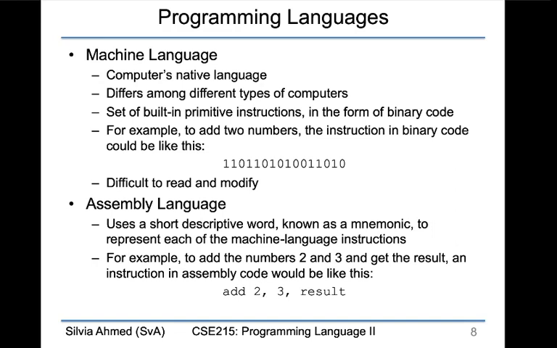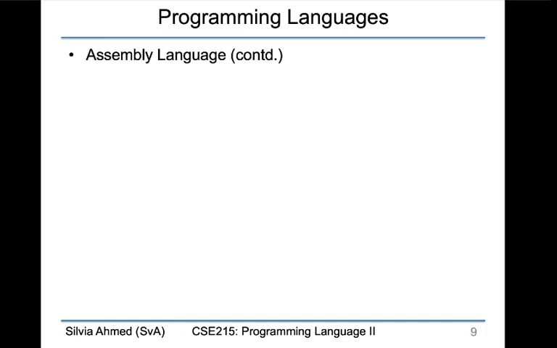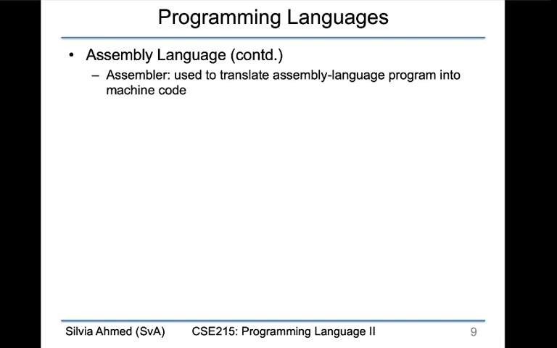Another program will look up the table for the code of add, then replace add with the particular zeros and ones, convert 2 into binary, convert 3 into binary, and convert the result register into binary, and finally we would get the same code with zeros and ones. This program is known as an assembler, which is used to translate the assembly language program into machine code.